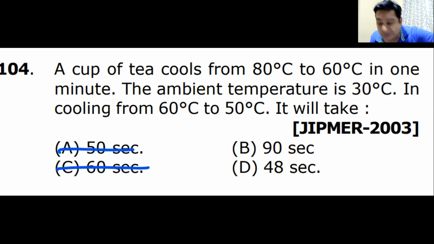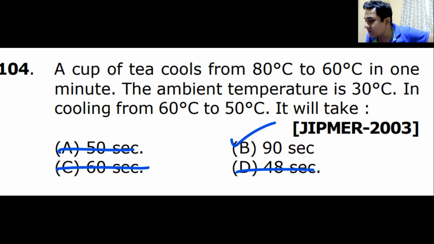So if you have to guess and you cannot calculate the value, you can obviously guess out of 90 and 48. 48 cannot also be the answer because 48 is also less than 1 minute. It cannot cool faster than 1 minute. Yes or no? So the only possible option is, see, I have not calculated anything.